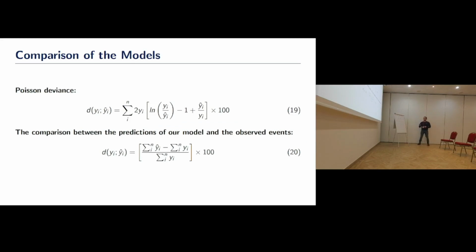To compare different models, we are going to use 2 different measures. We are going to use the deviance, the Poisson deviance. It's a very classic tool when we use count data. And the second metric that we are using is the difference between the prediction of our model and what we see in our database.